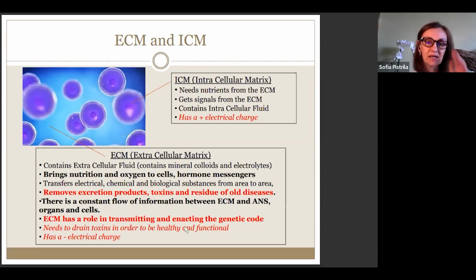Extracellular matrix also has a role in transmitting and enacting genetic code. It does signal how that DNA and RNA is going to be replicated from the cell. Very, very interesting.